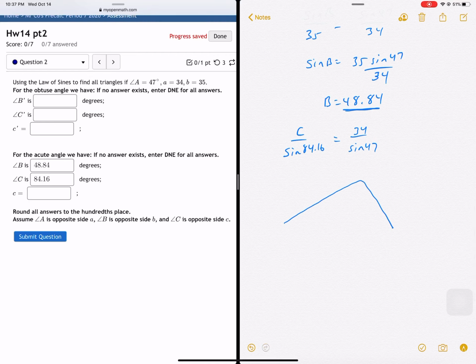This was our original version we said. And our second version is going to be this one in here. So let's make this a little sharper. So we said it was still 47. This is 47, angle 47. We said the opposite side was going to be 34 and 35. So we solve for this angle here, and that directly leads to this angle over here.